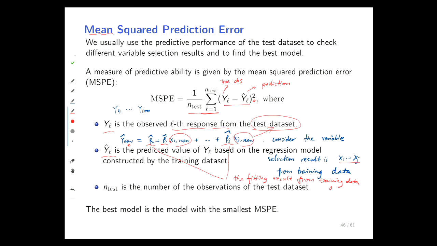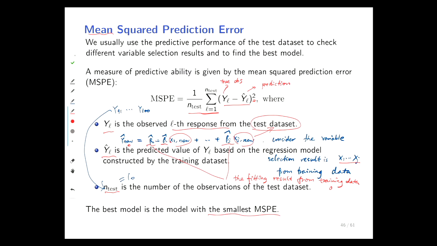And also the last one is n-test. N-test is the number of observations for the test data set. So in this specific example, n-test equals 10. It's not equal to 100. And the best model is the model with the smallest error, so basically the smallest mean square prediction error.